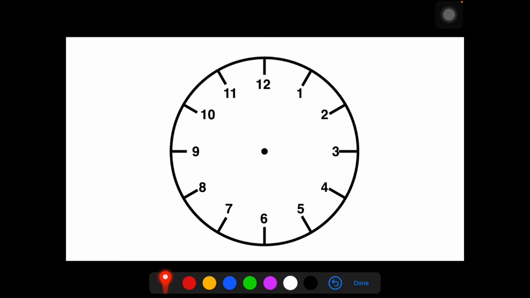Alright, let's tell the time together. What if the short indicator is pointing at number 5 and the long indicator is pointed at number 12? What time is it? This one is 5 o'clock. Very good. 5 o'clock. Only when the long indicator is pointing at number 12, we use "o'clock." If not, we don't use "o'clock," we just use the minutes.